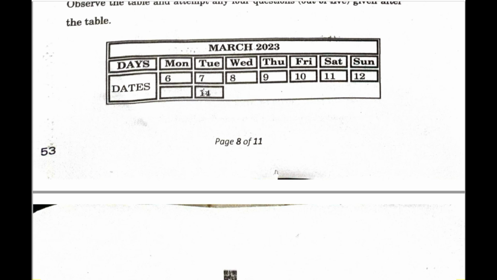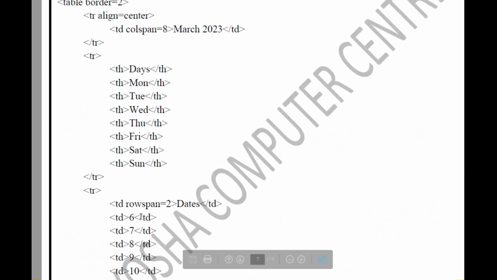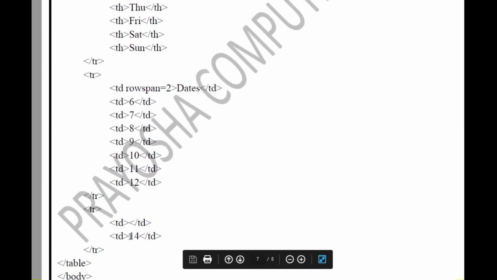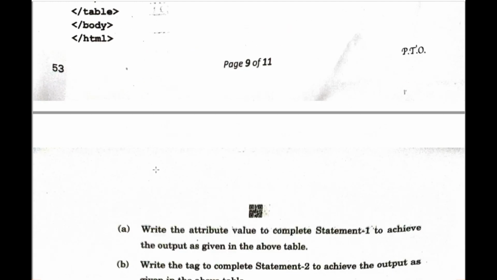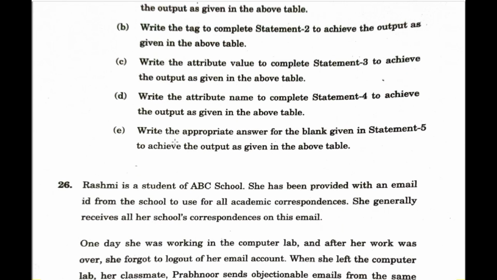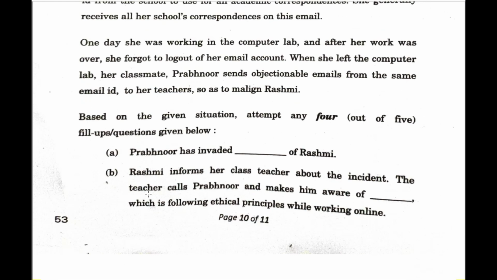The next question is, I think, the last one, td in the return dash and 14. So here you can see clearly what we have to write: 14. So in the second td, in the last row, the second td will have 14, and all the remaining td we have to close. Okay, so this is all about this. And the last question, according to this, we have done the last question which is given here.